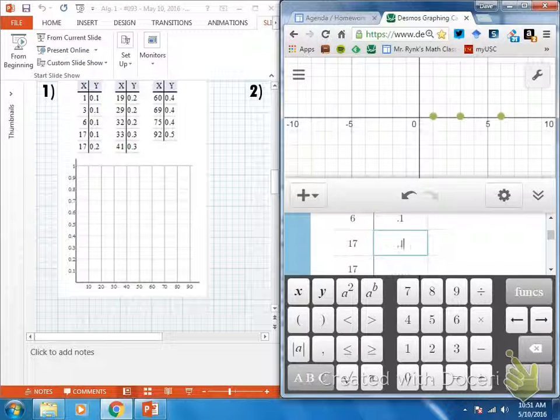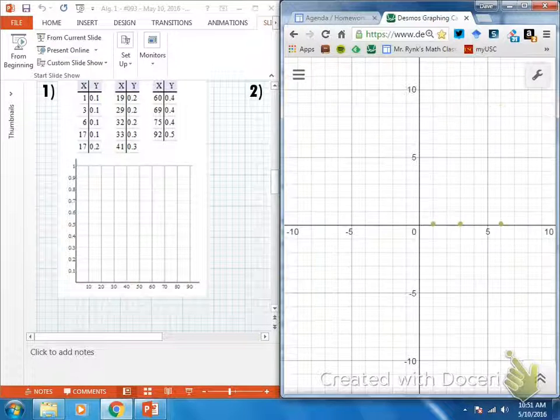0.1, 0.1, 0.1, 0.2, 0.2, 0.2, 0.2, 0.3. And I want to make sure I don't go quickly because I want to be accurate. 0.4, 0.4, 0.4, 0.5. Okay? So, that wasn't quick at all.